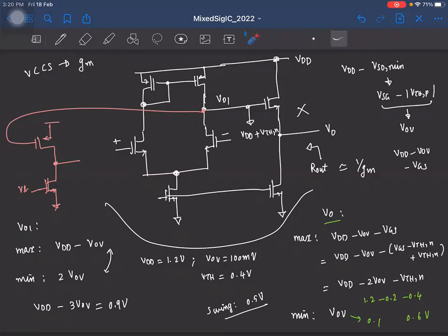But yeah, the bottom line of the discussion is still the same. The act of having a source follower at the output to make a conventional op-amp will significantly limit the output swings.